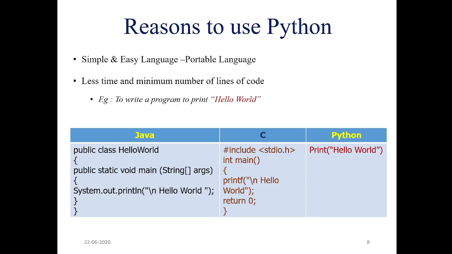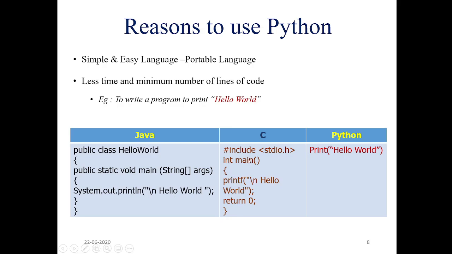What is the reason to use Python programming? As we already know, it's a simple, easy and portable language, and when you compare it with earlier languages like C and Java, it takes only a minimum number of lines of code. For example, when you want to print a hello world statement in Java, first you have to create a class and main function, and then only you can write the printing statement, that is System.out.println, and inside it give the statement like hello world.